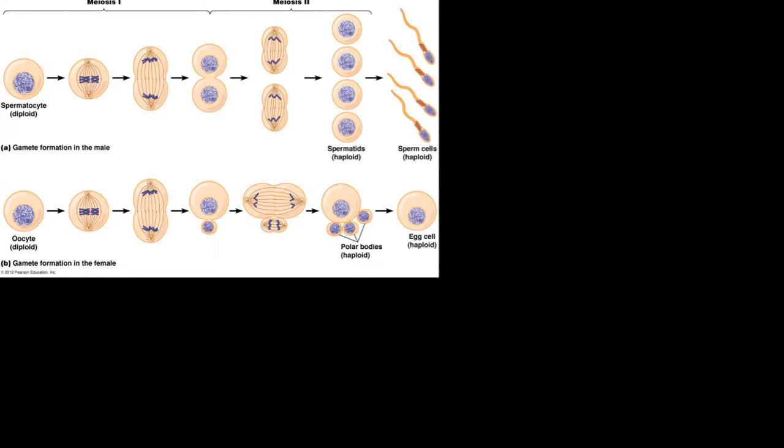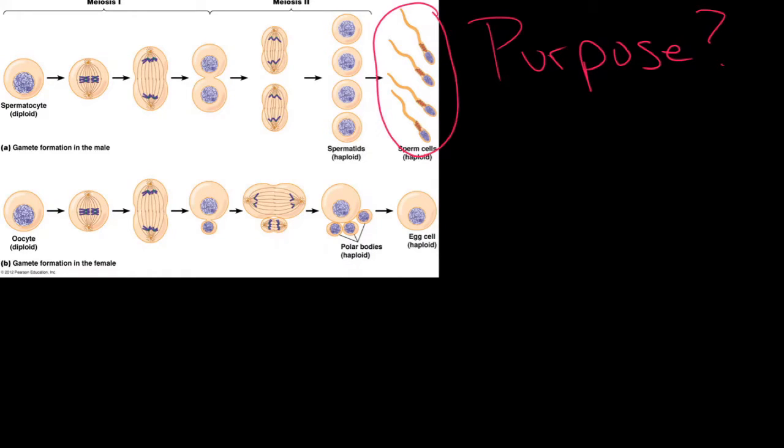Before we get to the actual process, I want to say a couple things real fast about our whole purpose for this. Why do our bodies undergo the processes of meiosis? Well, the whole point, as you can see from this diagram here, is again to produce these gametes. So sperm for males, eggs for females. And that is the purpose of this.